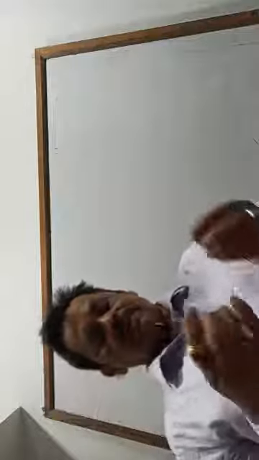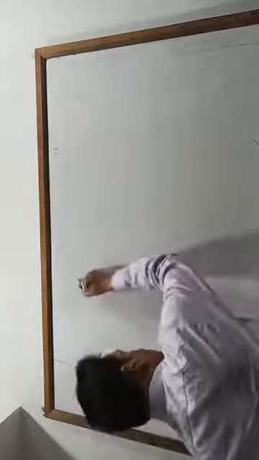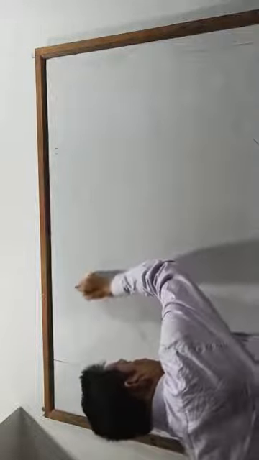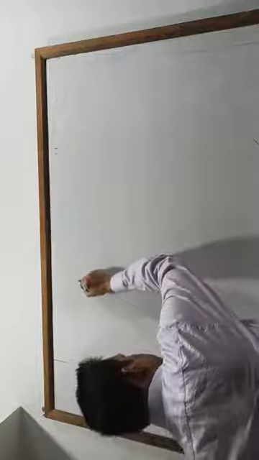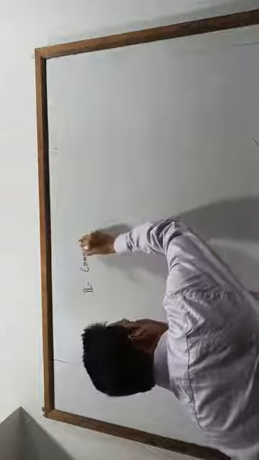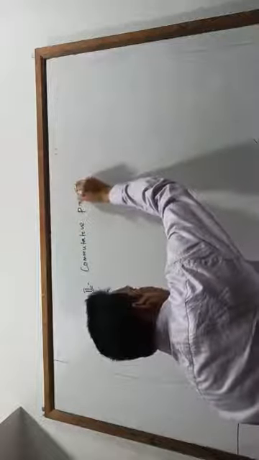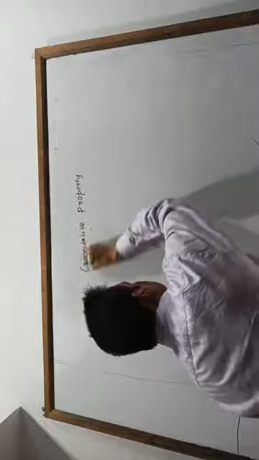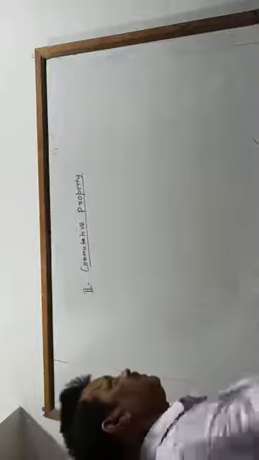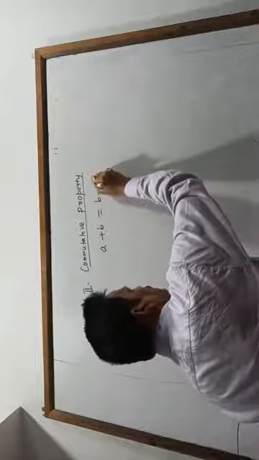Today we will study the second property of the rational numbers, that is called commutative property. Commutative means a plus b equals b plus a.